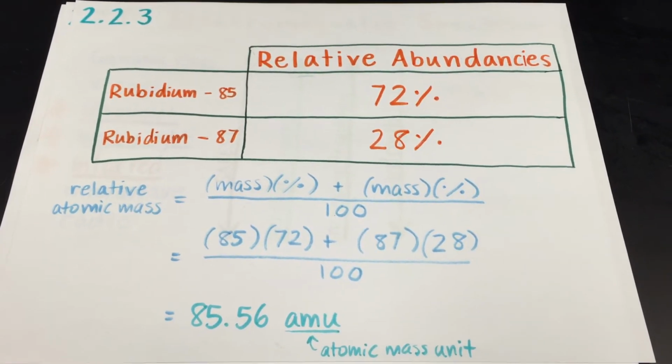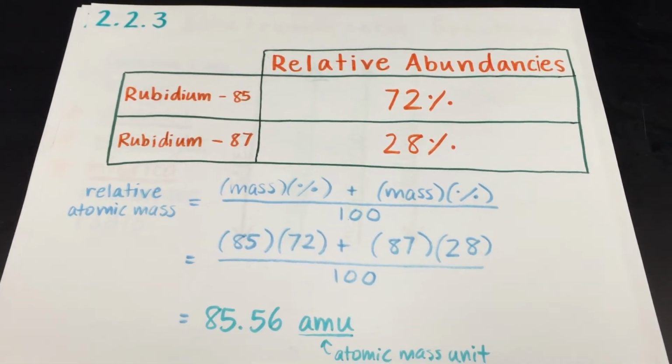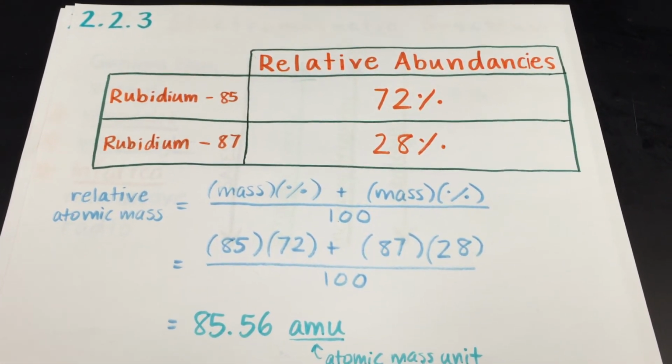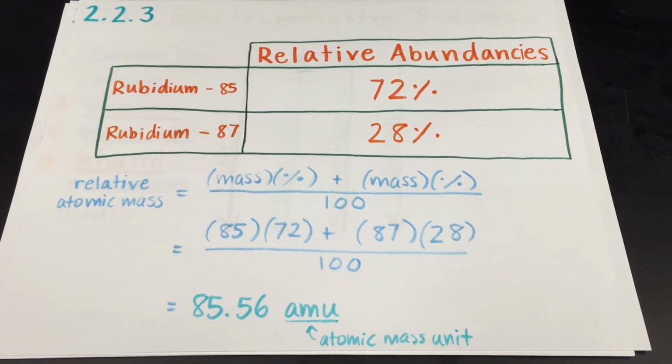Relative abundances are calculated like this. Relative atomic mass equals mass times percent plus mass times percent, divided by 100.